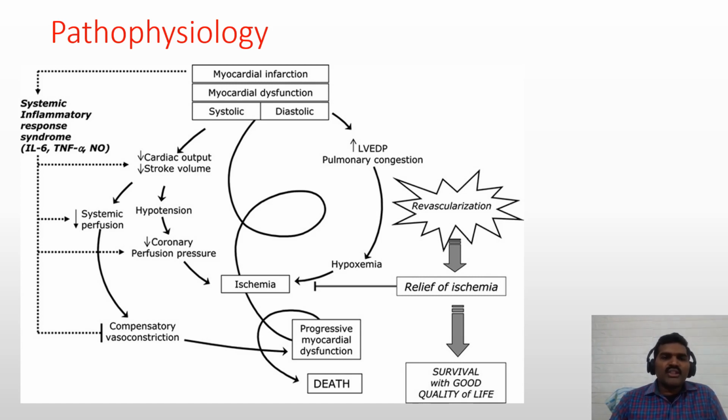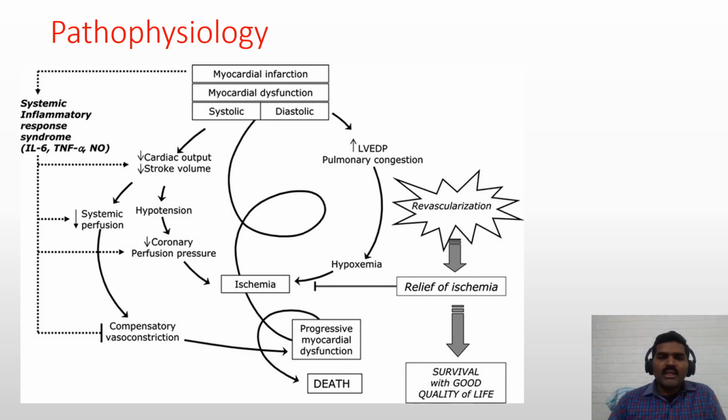There is infarct in one place and the other part of the heart is going into ischemia. The ischemia can lead to progressive myocardial dysfunction. This sets a vicious cycle. So there is a myocardial dysfunction, reduced cardiac output and stroke volume, reduced coronary pressure, progressive dysfunction. This cycle repeats. If it is not intervened appropriately, this can lead to death.